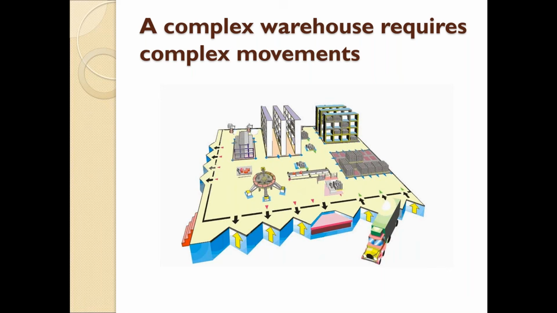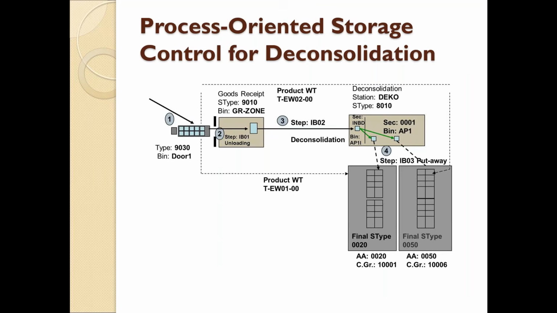Now in this example, let's take one of these, which is called process oriented storage control. What does process oriented storage control refer to? This comes into the picture normally when we are receiving mixed pallets. Let's assume your vendor is sending mixed products to your warehouse. During that time, normally we will unload that pallet and move it to a place we call a workstation, and in the workstation we will try to separate the products.